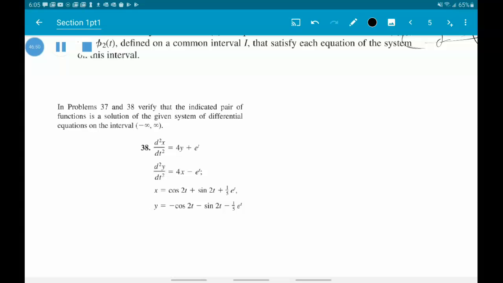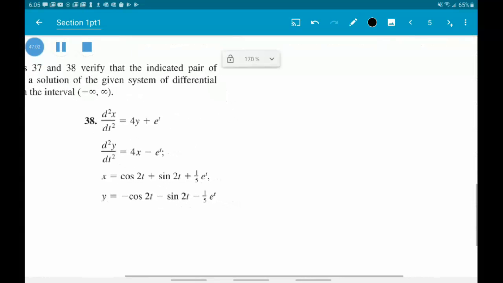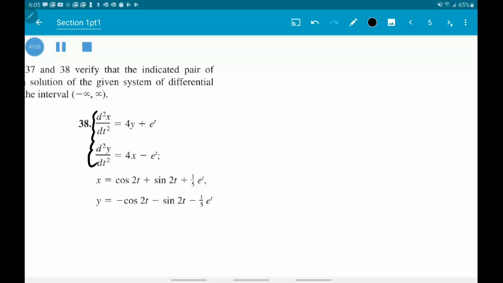So in this last problem, we want to verify the solution of the differential equation. This is a system of differential equations, and we could verify it just like we did before by taking derivatives and substituting in. So there's our system. If we look at the derivative of x with respect to t, the derivative of the cosine is the negative sine. The derivative of the angle is 2, that is a chain rule. Derivative of the sine is cosine. Derivative of the angle is 2.